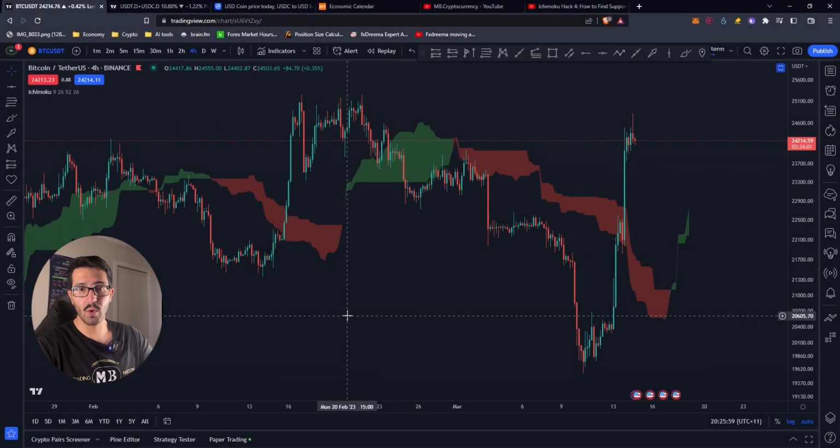One of the most useful and complex indicators. Today we have our fifth lesson on Ichimoku.